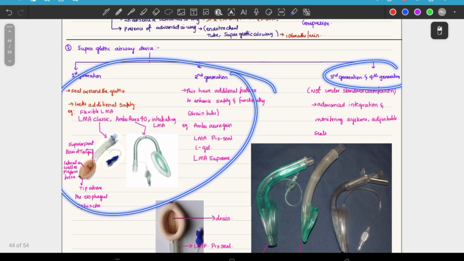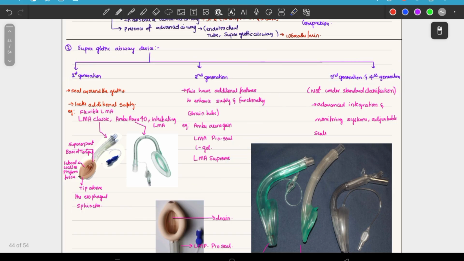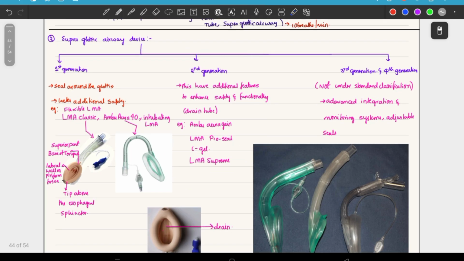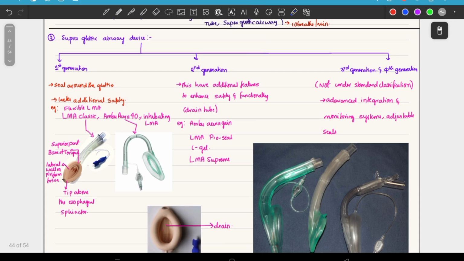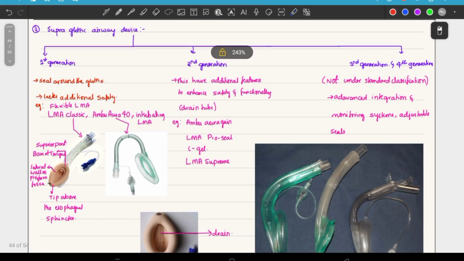Third generation and fourth generation are not a standard classification. They are in development. So let's not take third and fourth generation now. Let's see the first generation and second generation.